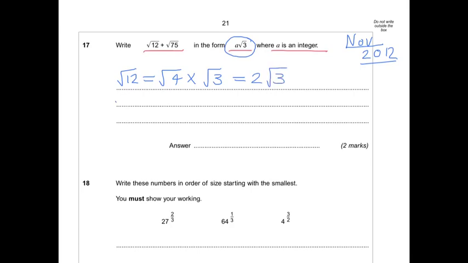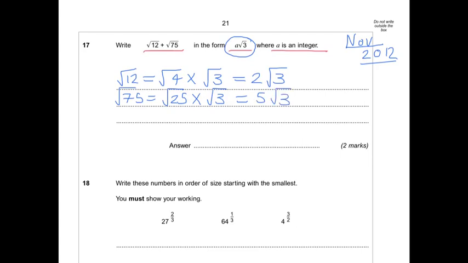We then need to simplify root 75. Again, thinking about square factors, the biggest square factor of 75 is 25, so I can rewrite root 75 as root 25 multiplied by root 3. Again, the root 3 being present will be very useful. This then simplifies down to 5 root 3.